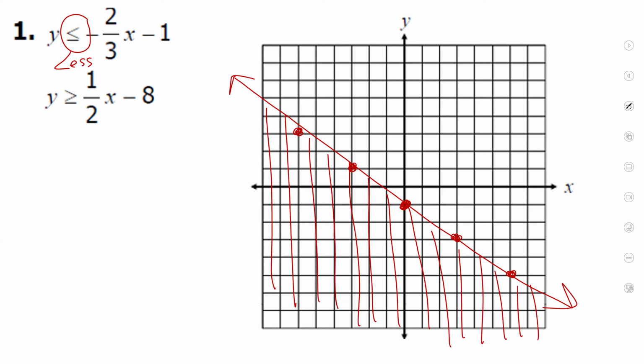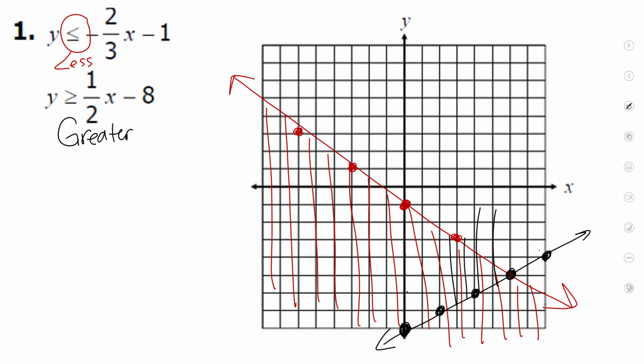Your next one is at -8, so I'm going to put a point at -8 right here. And you're going to go up 1 over 2. So this is your other line. What symbol do we have here? Greater than or equal to. Okay, so put your pen on the line, you're going to go up.